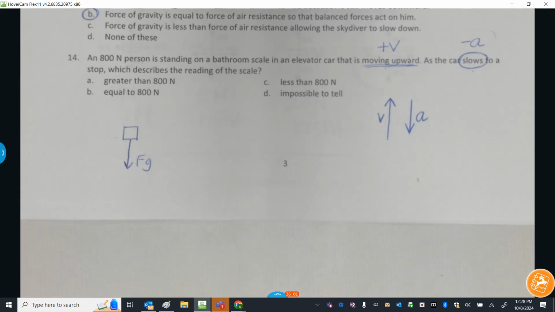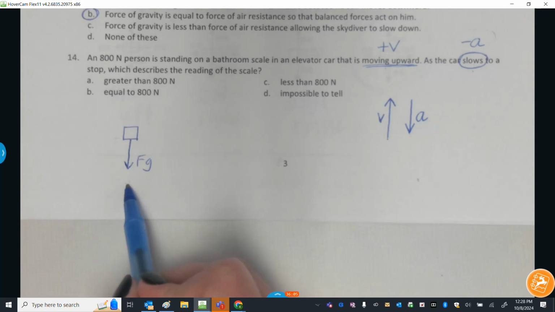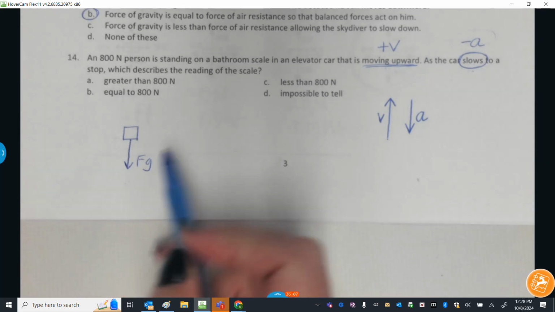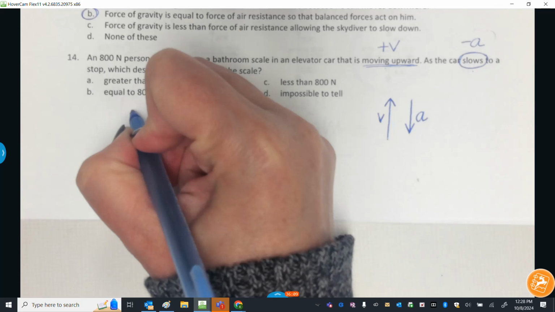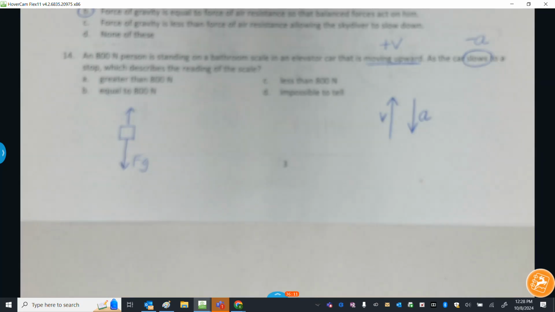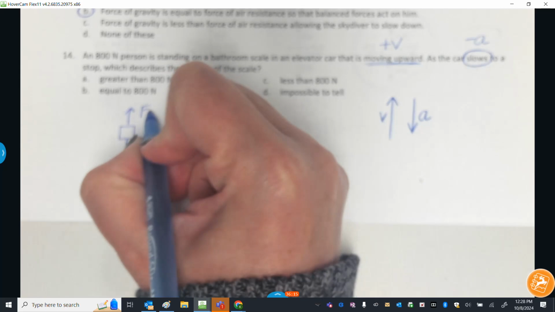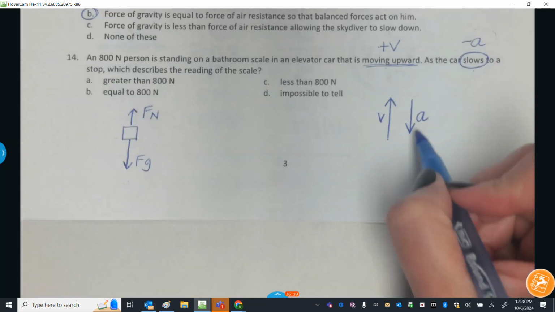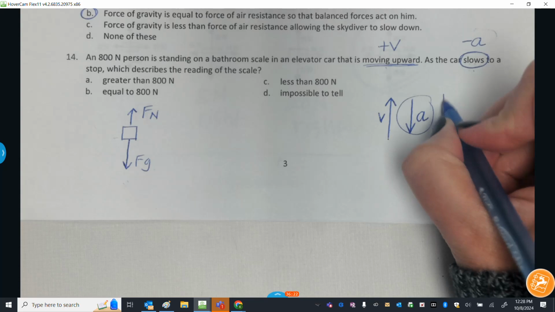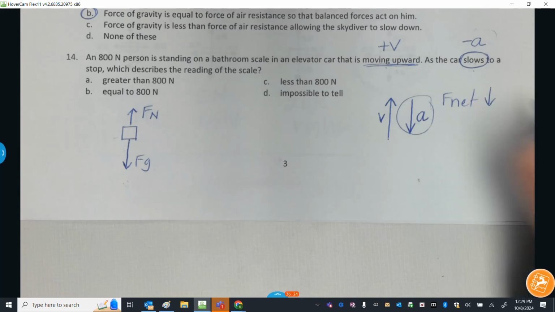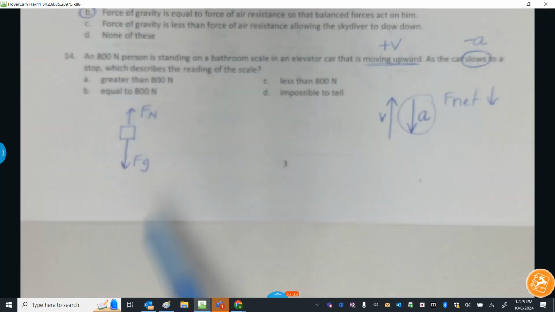And if my net force is down, then when I draw this diagram, I need this vector to be larger than that one. That's the only way you get a net force that is down. So when I draw Fn, I need to draw it shorter than Fg because I have a F net that is down. Okay, so down needs to be bigger than up. Is everybody okay with that?